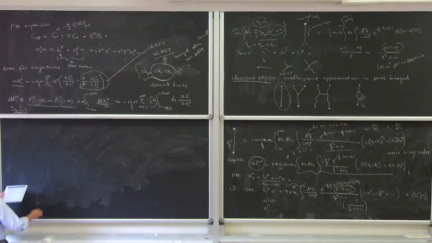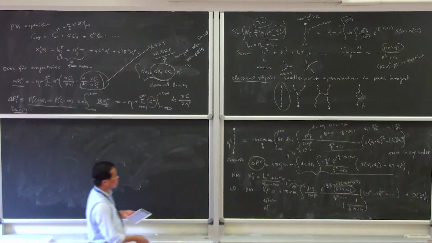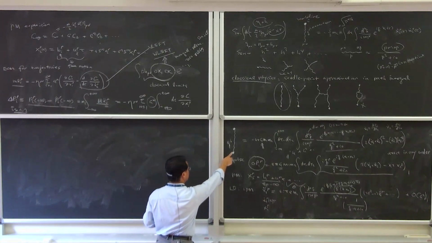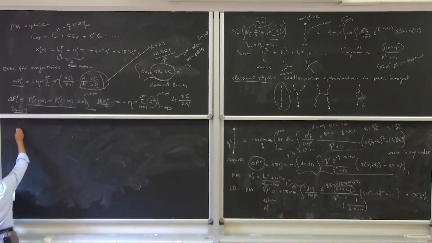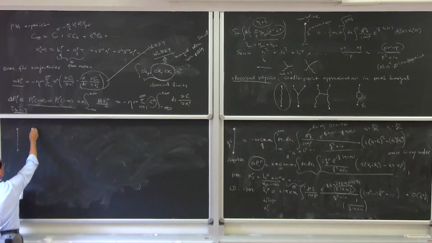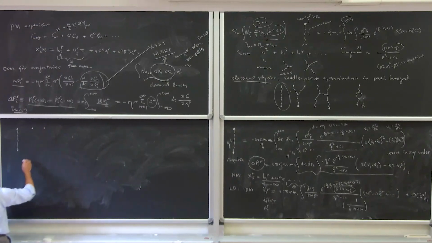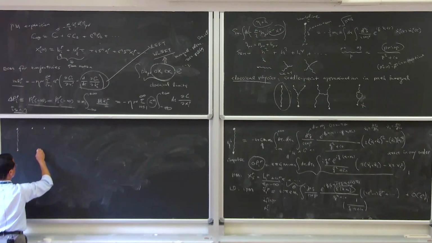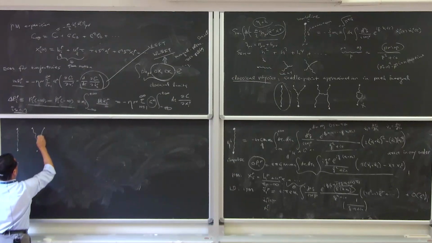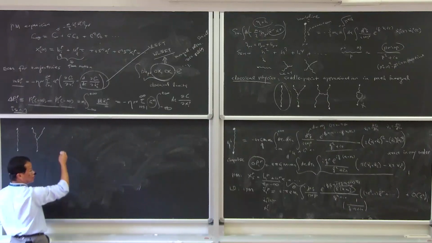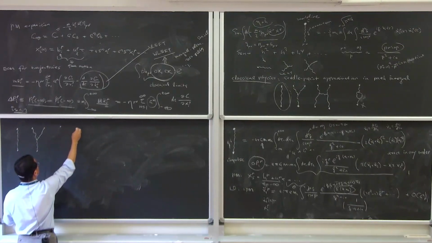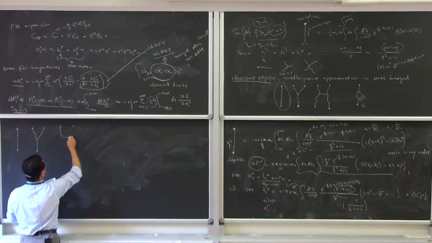So of course I just discussed these simplest diagrams. In principle we need to include more diagrams. For example, if we compute the next to leading order result in G squared, in addition to these diagrams, we also need to consider these diagrams. And if we want to compute G cubed, we need to consider this kind of diagram.